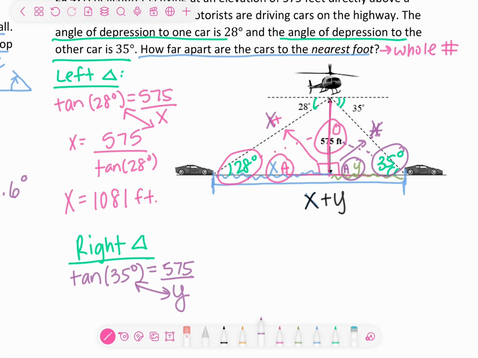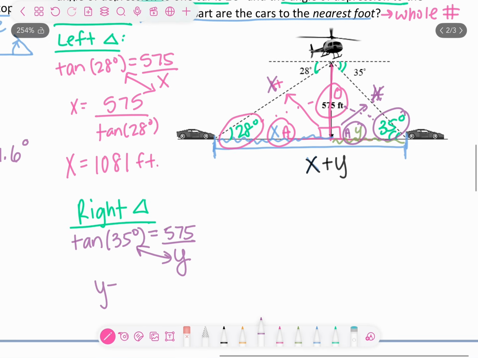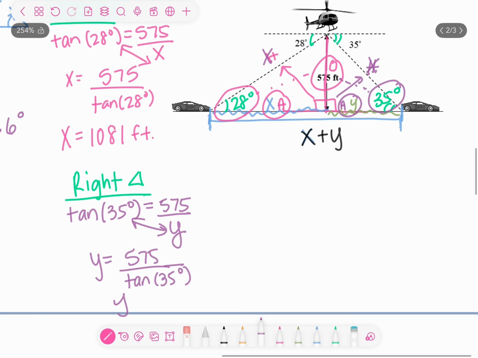And then same way we solved before, we're going to get y equals 575 divided by the tangent of 35 degrees. And that's going to be, let me work that on my calculator, 575 divided by the tangent of 35. And that's going to be about 821 feet. Okay, make sure you're careful when you round.